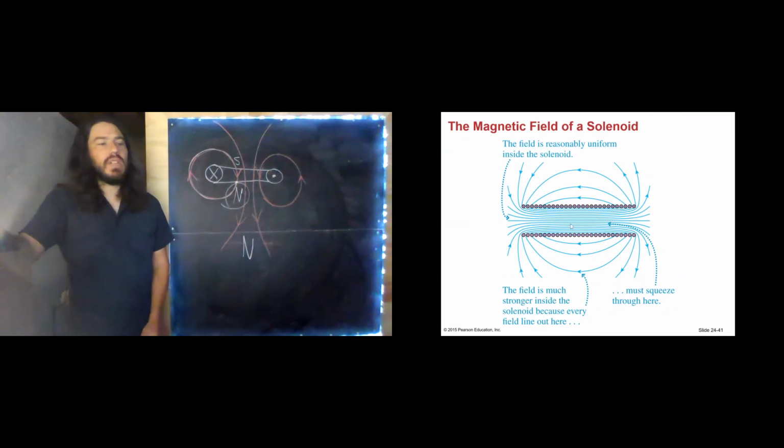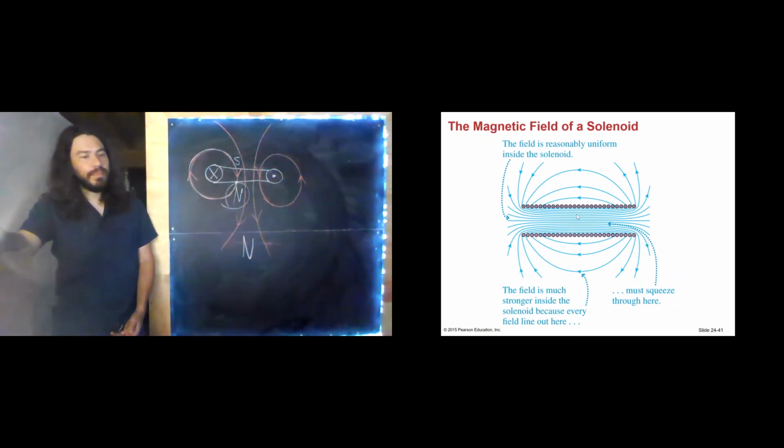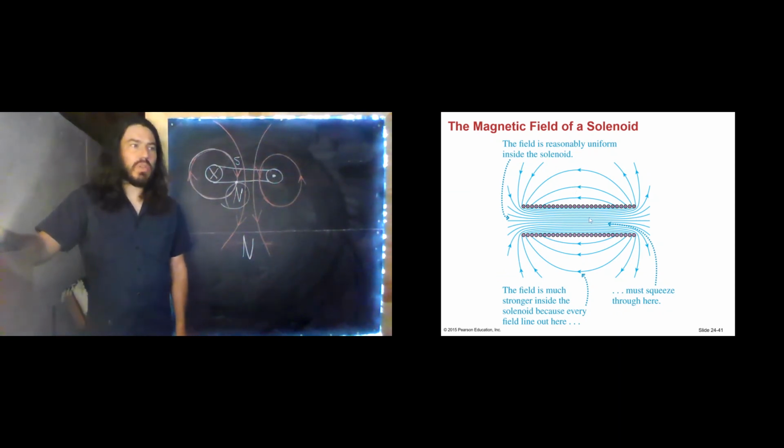So inside, the field is reasonably uniform and much, much stronger than it is on the outside. We're going to talk about some equations in the next lecture, but when we're talking about solenoids, we assume that the inside is uniform and that the field outside of the solenoid is actually zero. It's not literally zero, but it is much, much, much weaker than it is on the inside, which is part of why solenoids are so useful.